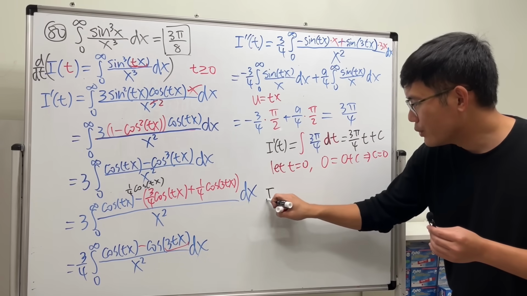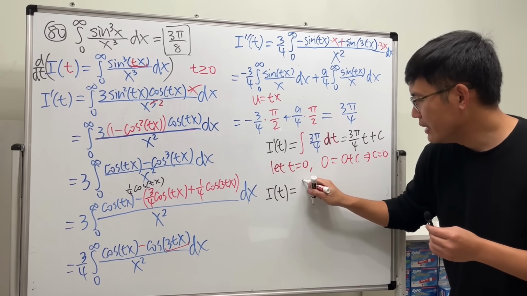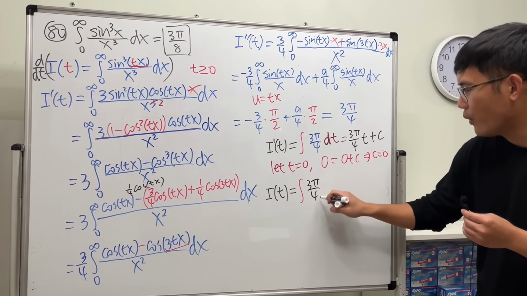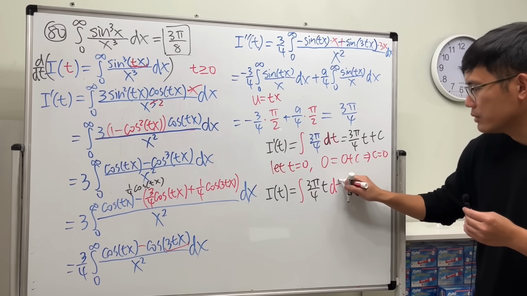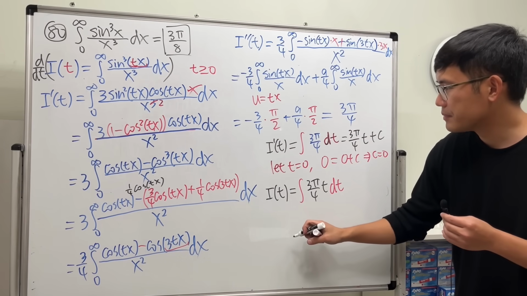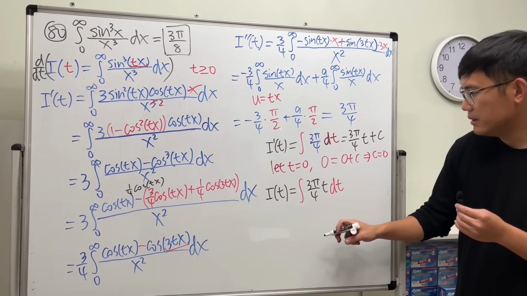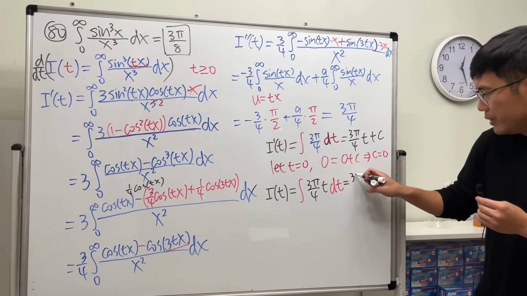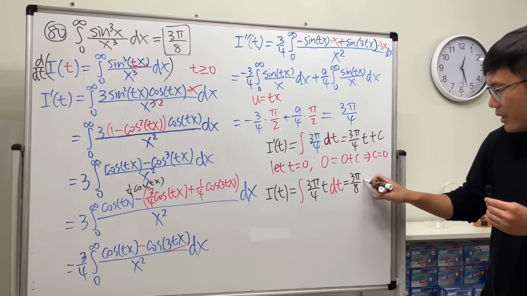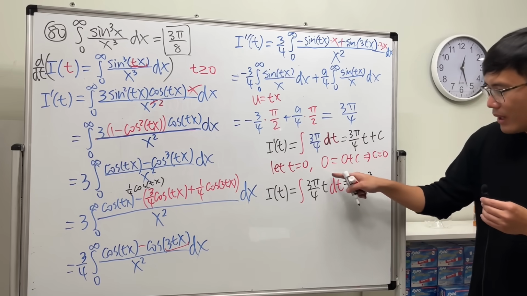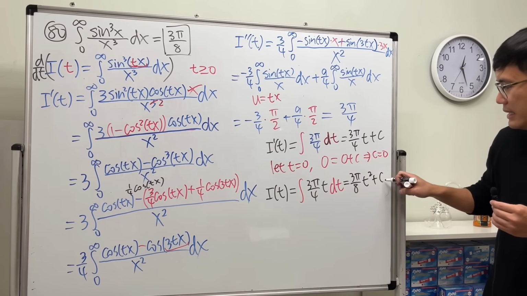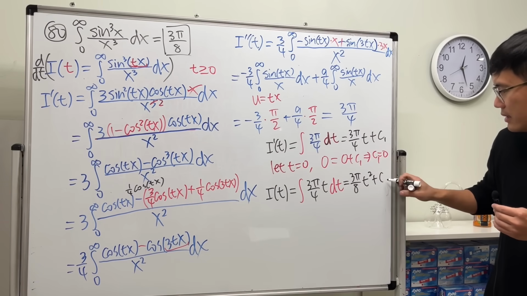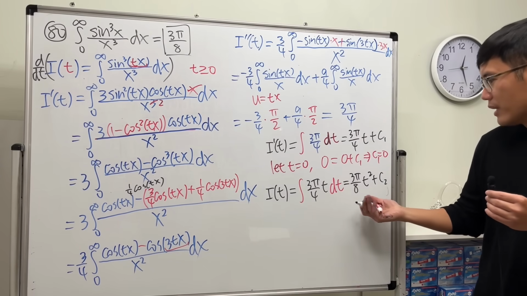Now we have this guy. I want to get to I of t, which is the integral of this guy, which is 3 pi over 4 t in the t world. And when we integrate that, we get 3 pi over 8 t squared. Yes, yes. Add 1 and then plus c. Let's say this is c1, and let's say this is c2. Okay, so how do we figure out what c2 is?